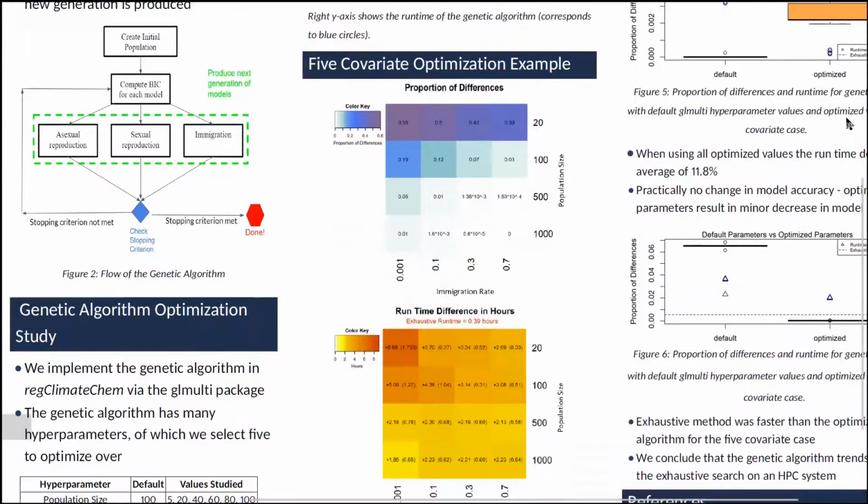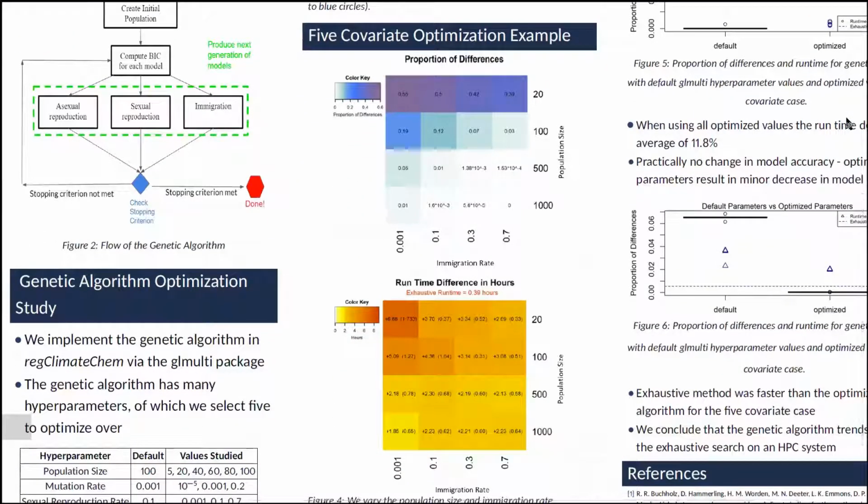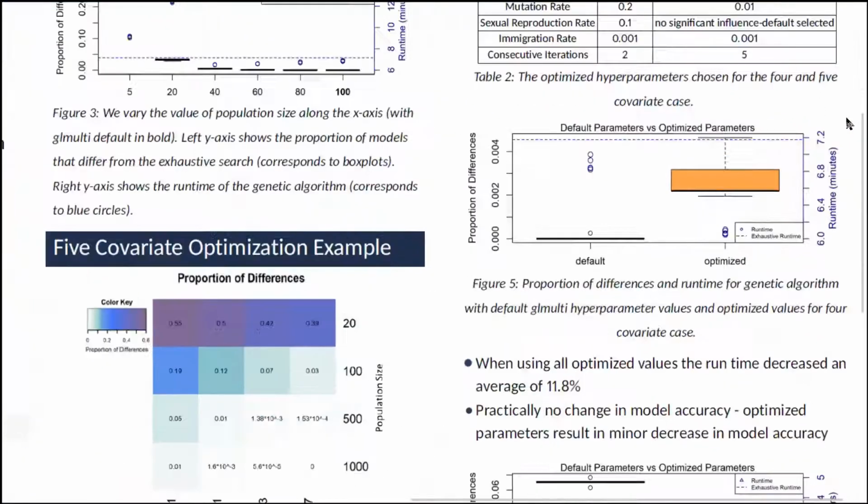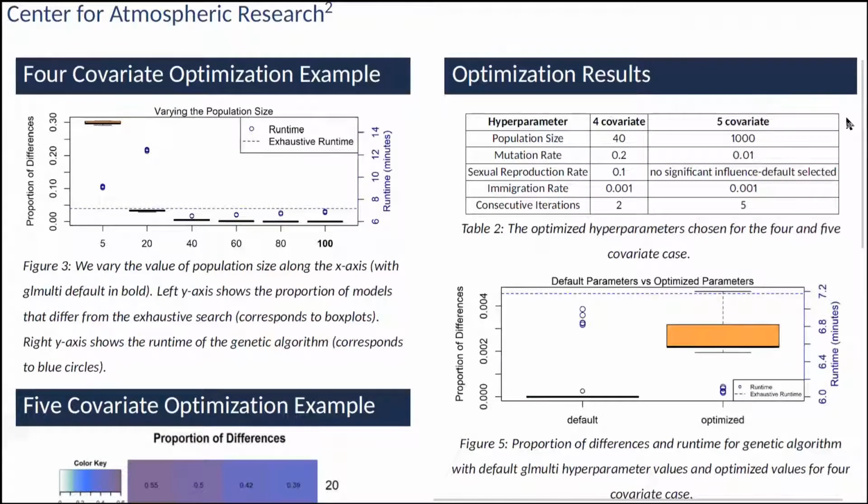So then we moved on to a 5 covariate model where we did pairwise interactions on a HPC system. So here in this table, we can see our optimized results with the parameters on the left-hand side and the optimized values for the 4 covariate and 5 covariate models.